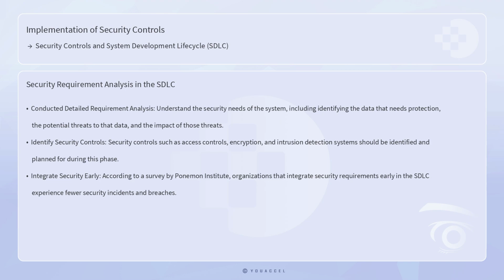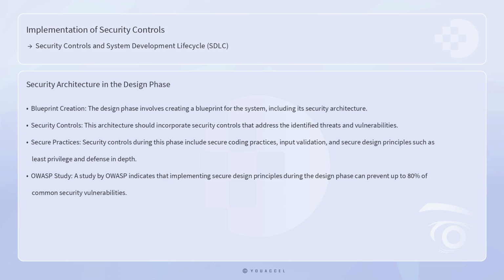In the analysis phase, a detailed requirement analysis is conducted to understand the security needs of the system. This includes identifying the data that needs protection, the potential threats to that data, and the impact of those threats. Security controls such as access controls, encryption, and intrusion detection systems should be identified and planned for during this phase. According to a survey by Ponemon Institute, organizations that integrate security requirements early in the SDLC experience fewer security incidents and breaches.